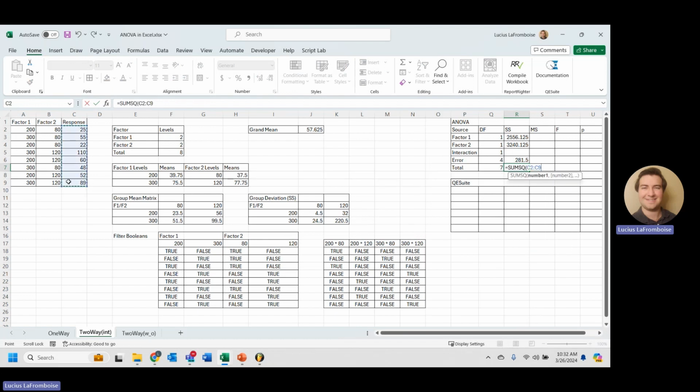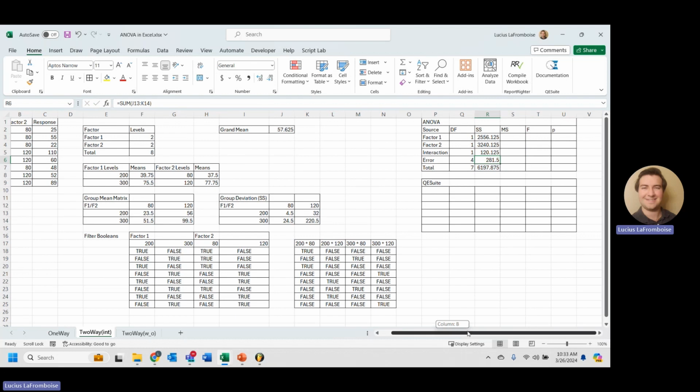Now our total, that's super easy. It's just the sum squared deviation of our responses minus the grand mean. Now we can take our interaction, which if you remember is our SS total minus our SS error minus factor 1 minus factor 2, 120.125. Awesome. Now we're on to the easier stuff, right? So I'm just going to adjust this over here so I'm looking at it.